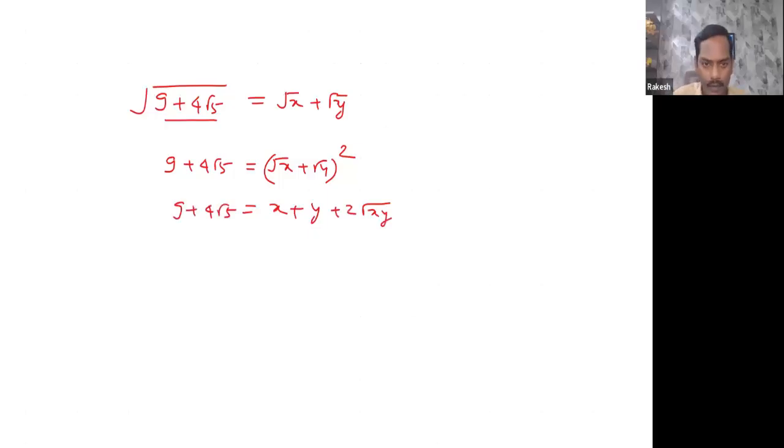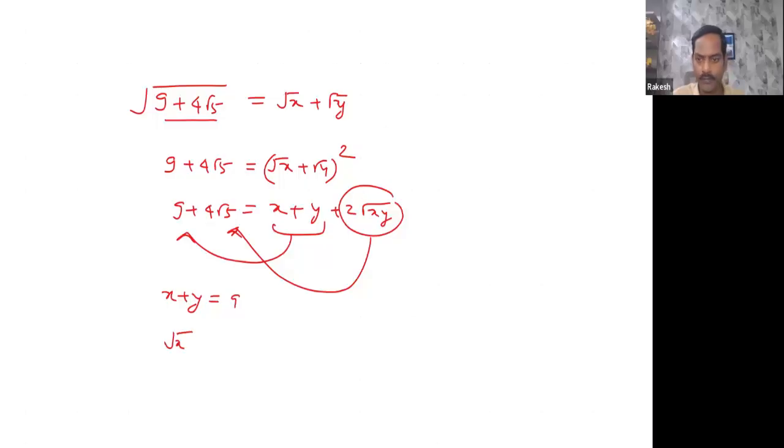Clearly, we can see that these two together should be equal to 9. This portion should be equal to this much. We can easily assume that. So x plus y, the value is 9, and 2 root of xy is 4 root of 5. So we can say that under root of xy should be equal to 2 root of 5. Right? I want that 2 to get inside. So it should become 2 square, which is 4 into 5. Getting it? Now just compare.